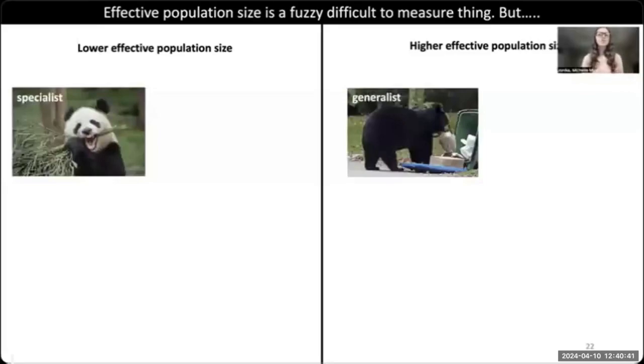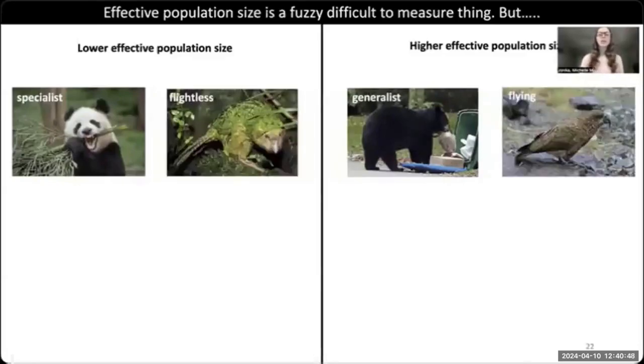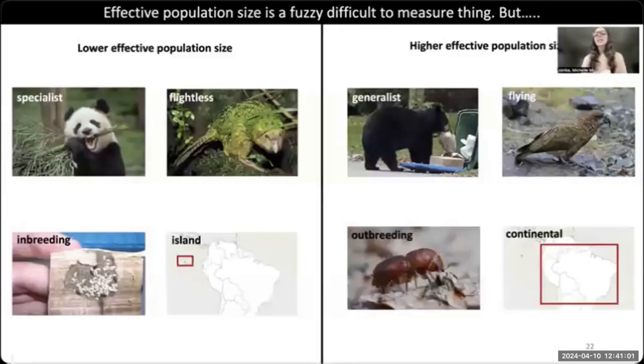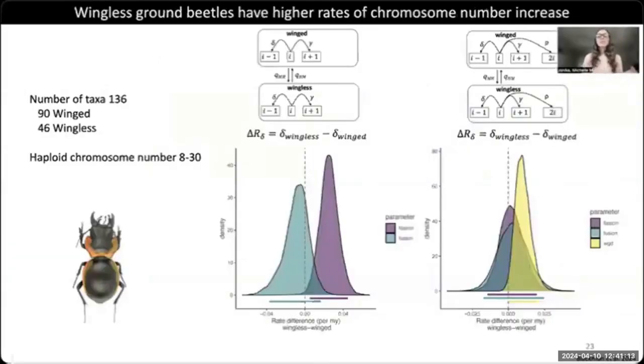And an example of this is specialists are typically associated with lower effective population size, while generalists are typically associated with higher effective population size. Animals that are flightless are typically associated with lower effective population size, while animals with flight are typically associated with higher effective population size. And the same can be said for inbreeding versus outbreeding and island versus continental species. And so we can use these traits as proxies for effective population size to look at the fitness effects of changes in chromosome number. And so we did this in the beetles.